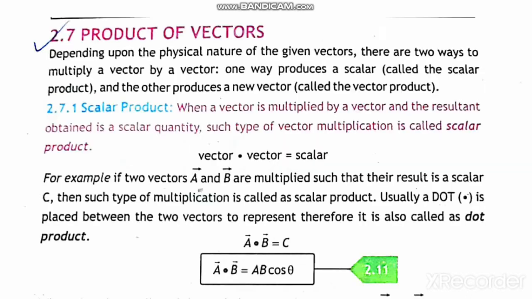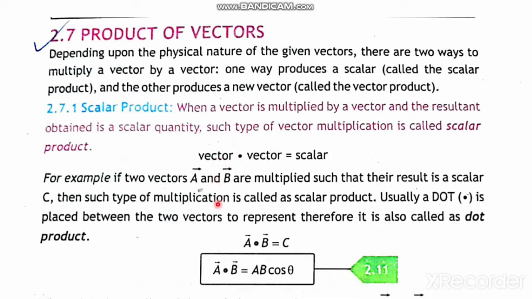Topic 2.7, textbook pages 53 to 56. There are two types of product of vectors. The first one is the scalar product and the second one is the vector product. In scalar product, two vectors are multiplied in such a way that the resultant obtained is a scalar quantity. So when vector multiplied by vector is equal to scalar, such a product is called scalar product. It is represented by a dot between two vectors. That's why it is also called the dot product.